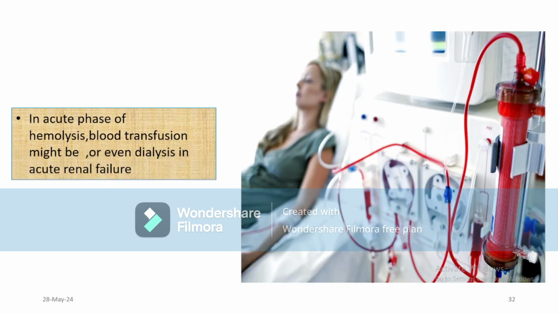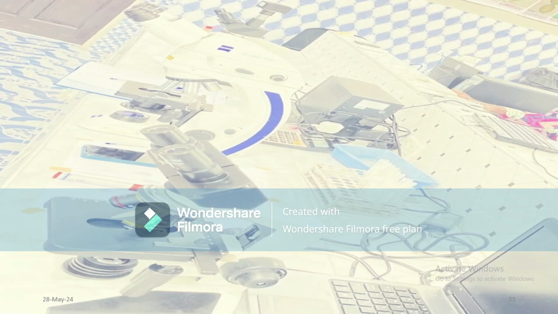In the acute phase of hemolysis, you can also rely on dialysis in acute renal failure.